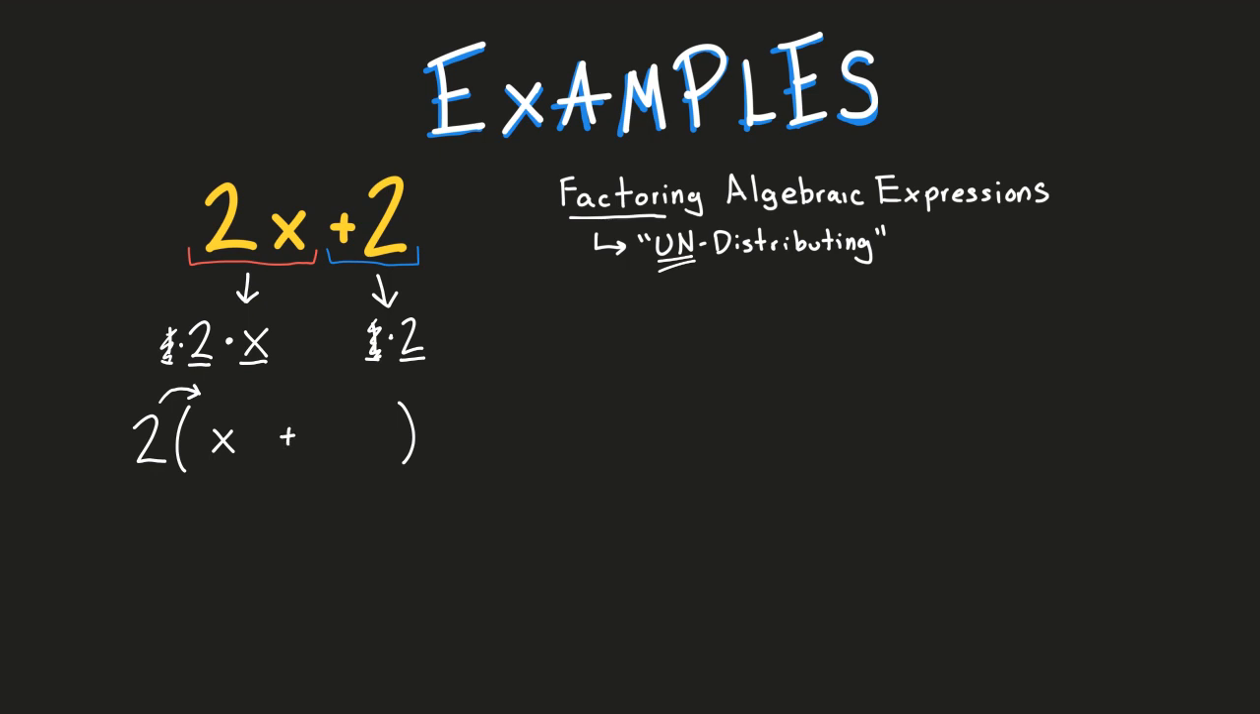And then let's think about what that 2 would have been multiplying to give us the 2 in the constant term? Well, it would have been 1. And so in fact, we have this factored form of 2 times x plus 1.